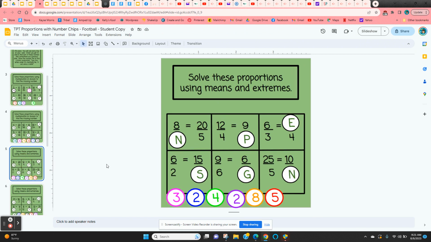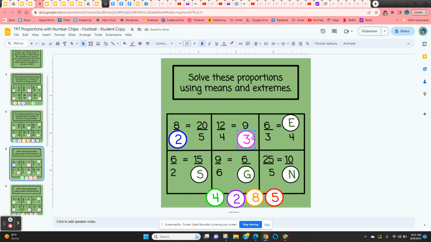Now when you get to slides 5 and 6, these proportions can't be solved by scaling up or scaling down. They have to use means and extremes or cross multiplication. So that means that the numbers diagonally across from each other, if they're multiplied, will have the same product. So 8 times 5 is 40. That means this number has to be a 2. 2 times 20 is also 40. 9 times 4 is 36, so 12 times 3 would also be 36, and so on.